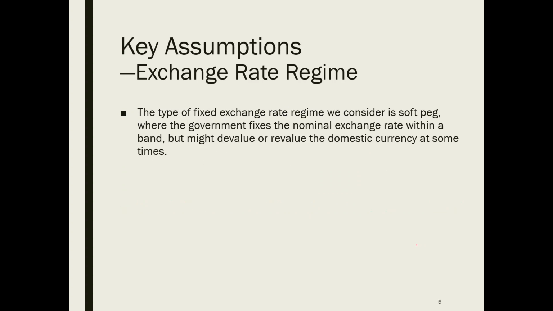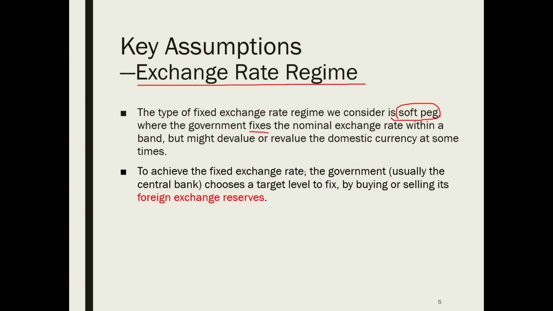Now let's look at how fixed exchange rate regime is conducted. The type of exchange rate regime we consider here is soft peg, where the government fixes the nominal exchange rate within a band, but might devalue or revalue the currency occasionally. To fix the exchange rate, the government, usually the central bank of the country, chooses a target level to fix by buying or selling its foreign exchange reserves to balance the demand and supply of the forex market.